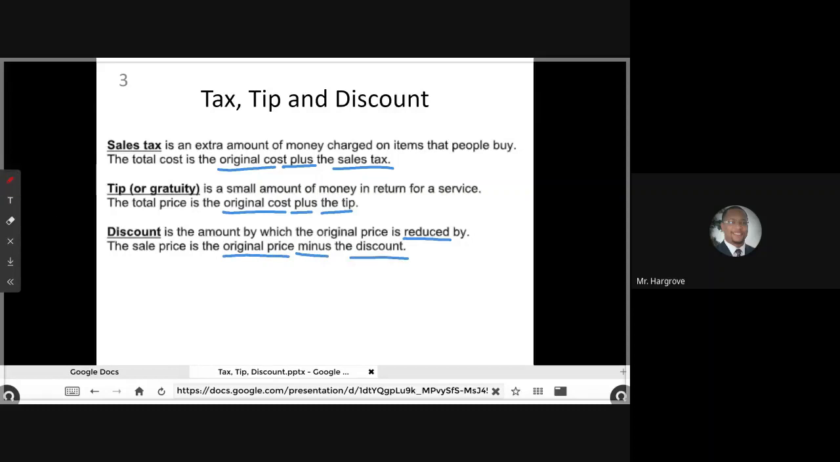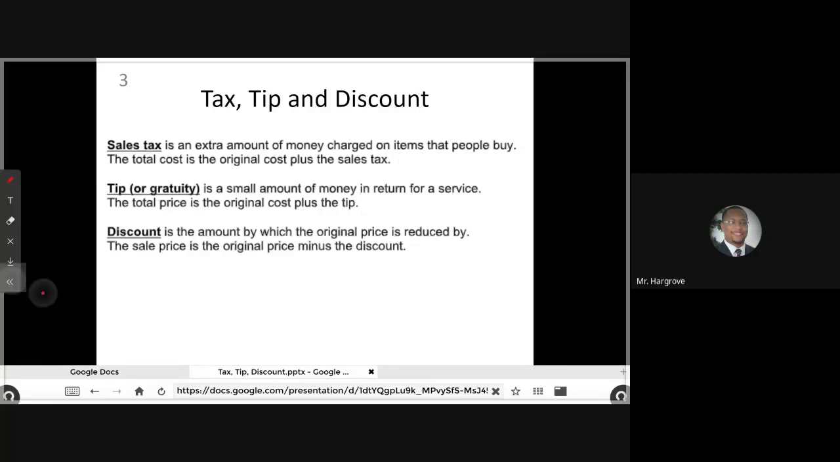So when you solve these types of problems, just keep in mind with sales tax, to find the total cost, you're going to add. With the tip, to find the total cost, you're going to add. And then when you get here to the discount, this is where you're going to do some subtracting. But you're only going to do it if the problem requires you to do so. Always got to read the problem carefully.